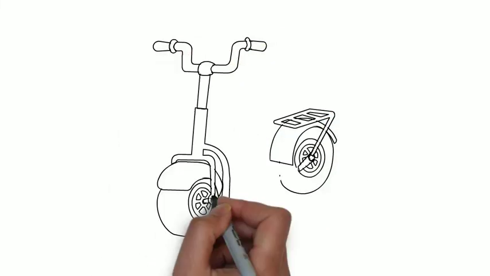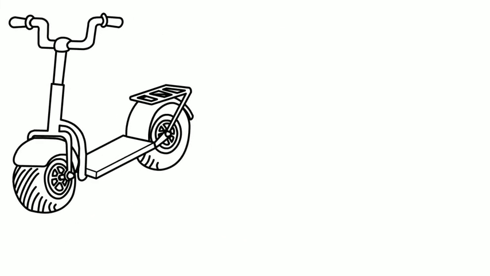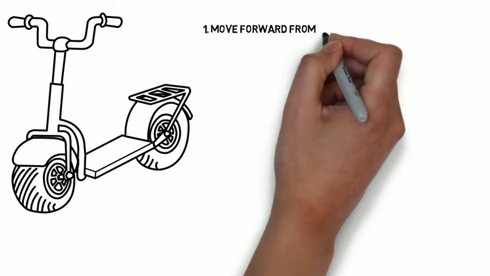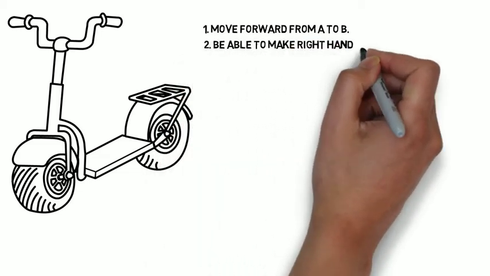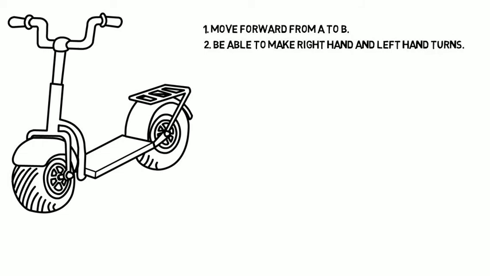Well, scooters move forward to get you from A to B, right? Okay, there's your first requirement. 1. Move forward from A to B. Okay, but how about turning? Roads aren't straight lines all the time, so turning is definitely needed. There's the second. 2. Be able to make right-hand and left-hand turns.